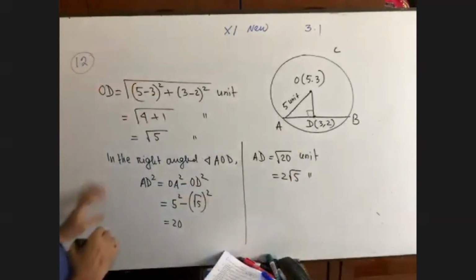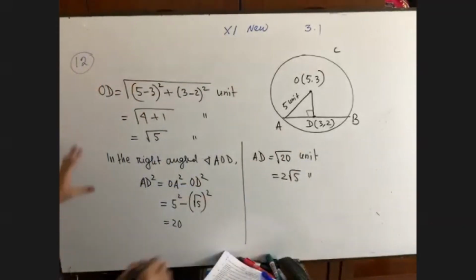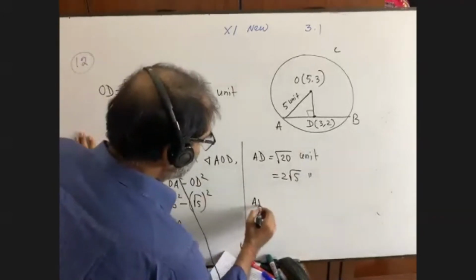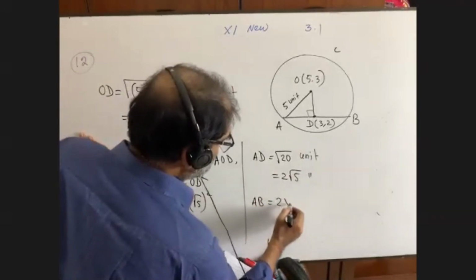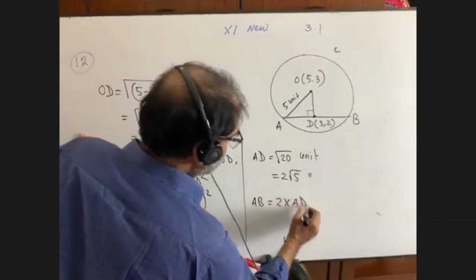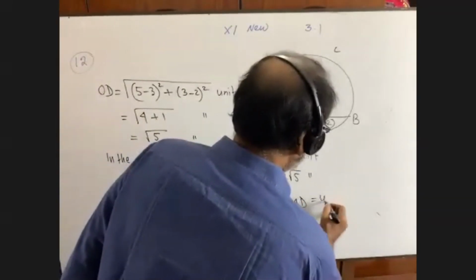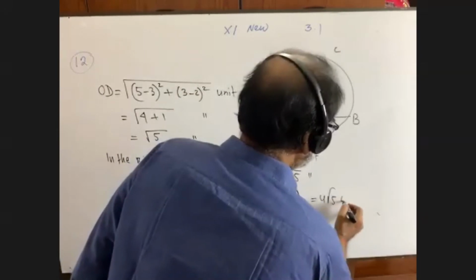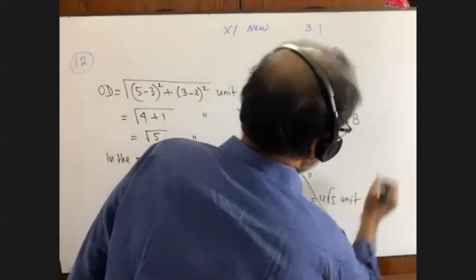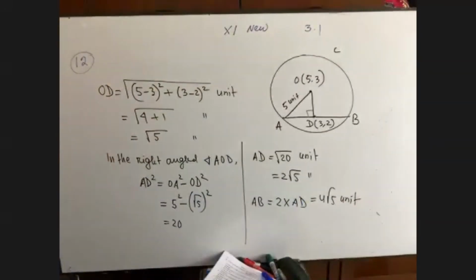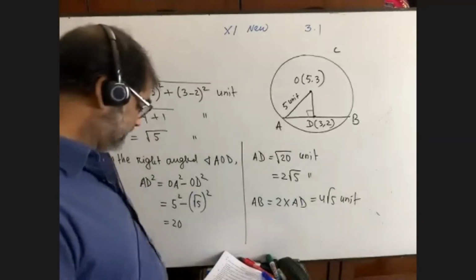But we have to find AB. So what is AB? AB is equal to 2 into AD. That means 2 into 2 root 5 equals to 4 root 5 unit. Our math is done. Now going to next question.